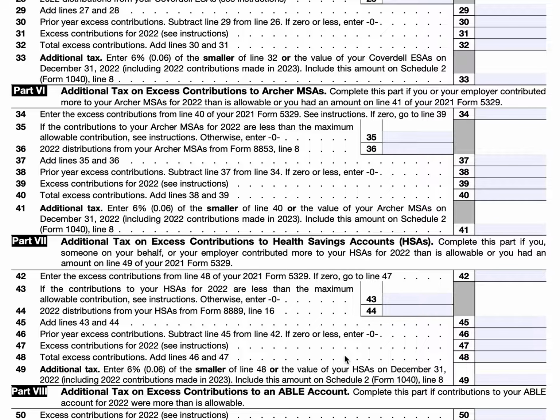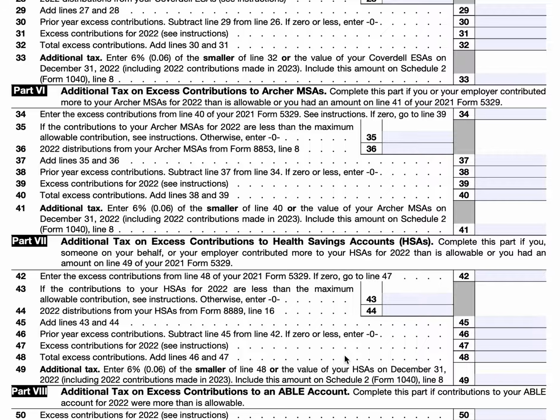For line 47, excess contributions for 2022, you will enter the excess of your contributions over your contribution limit. You will also include on this line any excess contributions that your employer may have made. You can withdraw some or all of the excess contributions for the year, and they will be treated as not having been contributed if you make the withdrawal by the due date of your tax return and you withdraw any income earned on the withdrawn contributions and include these earnings in gross income.